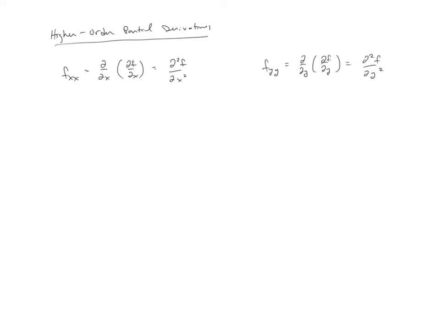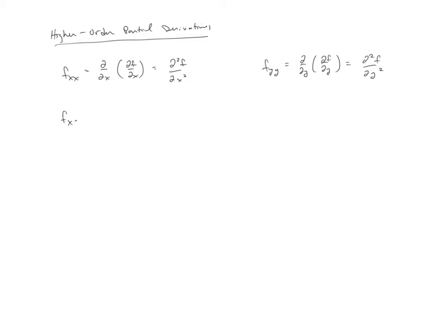Similar for y. Having already found partial f, partial y, we want to take the derivative of it with respect to y, giving us this notation. The other notation you can see would be an f sub xx and an f sub yy. Okay? Now, because there are more possible combinations here, we actually are going to have something else to consider.